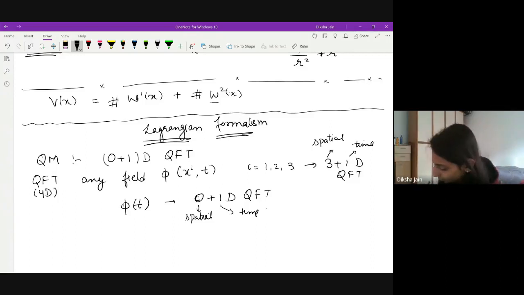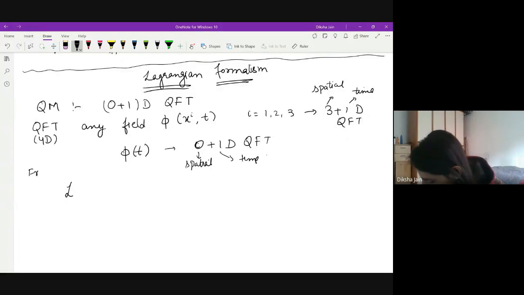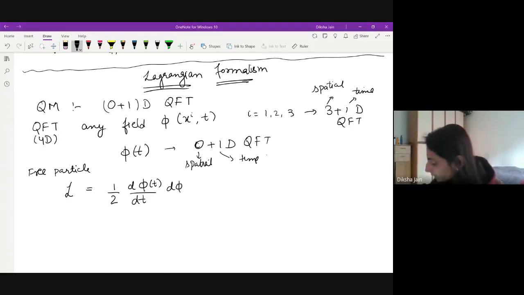And now when you write down the Lagrangian, what is a Lagrangian? Let's say for the free particle, what is the Lagrangian? The Lagrangian is just half dphi(t)/dt times dphi(t)/dt, where this phi(t) is telling you about the trajectory of this particle.